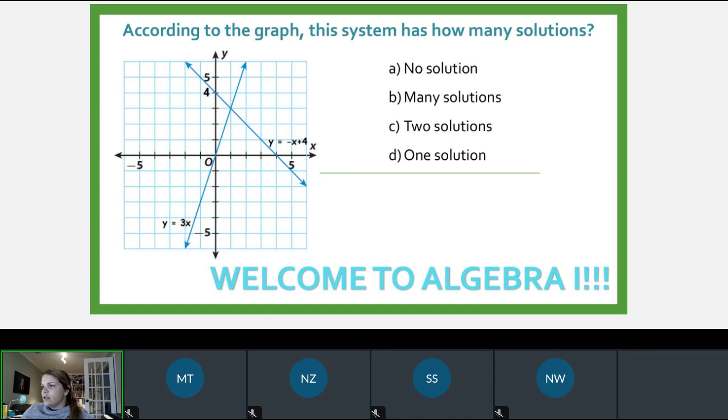All right, so take a look here. Remember that a solution is the point where 2 lines intersect. If there is no solution, that means that the 2 lines are parallel. And if there are infinitely many solutions, that means that the 2 lines are the exact same. So what do y'all think? I only have 11 that have answered so far.